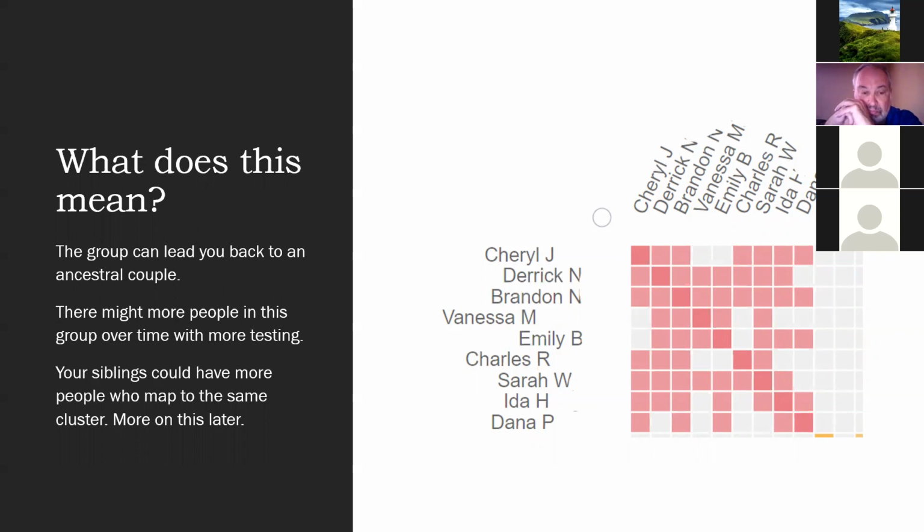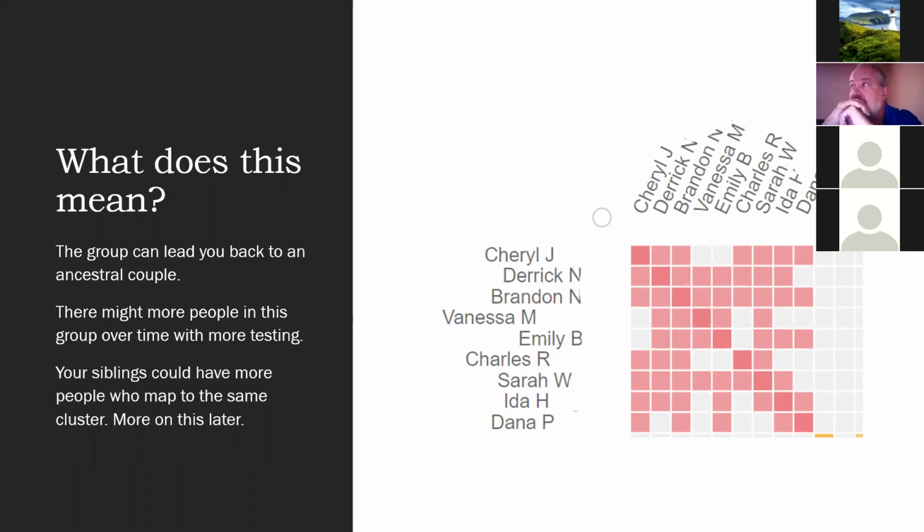There might be more people who come into these groups with time. And what you'll see with the MyHeritage charts is that it will give you a look in time, but you can run the tool again and collect up all your matches again and potentially have more people added to the groups. Also, your siblings could have more people who match to this same cluster, and we'll talk more about that a little towards the end.